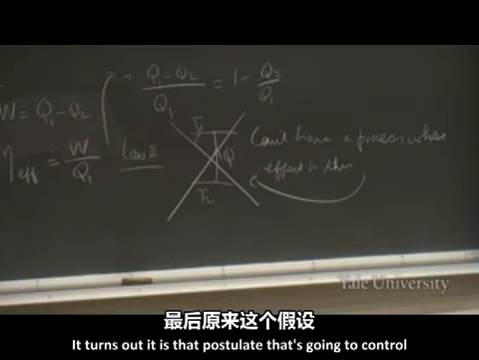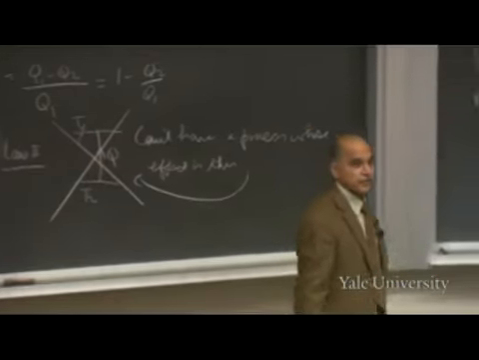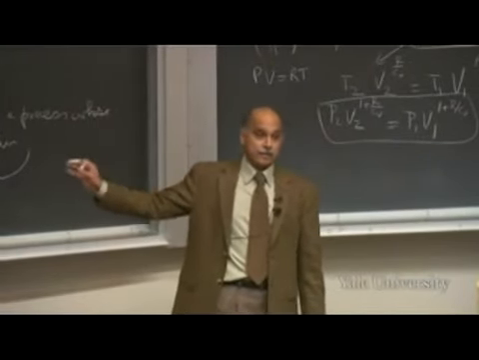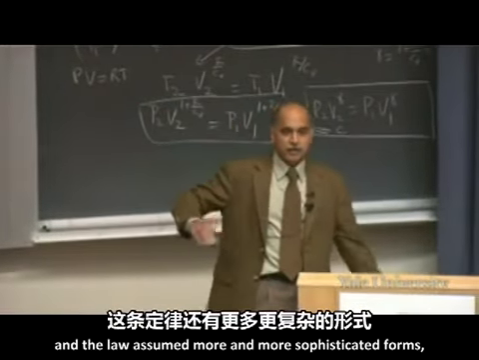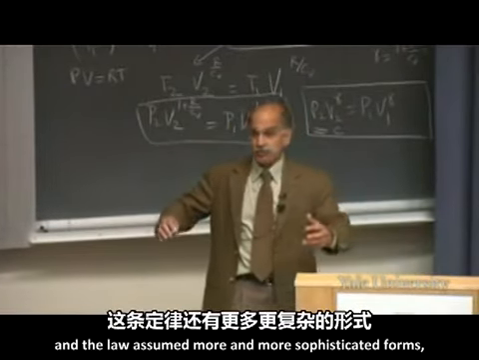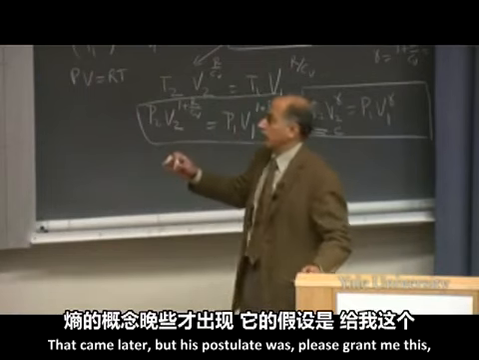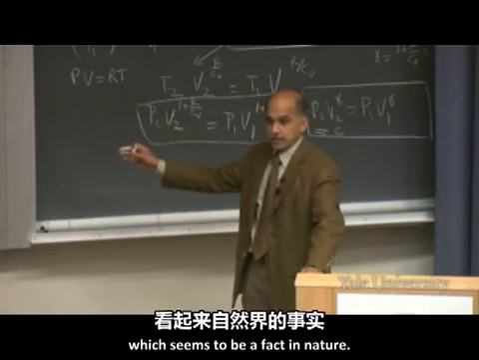It turns out it is that postulate that's going to control the efficiency of heat engines, put a bound on the efficiency of heat engines. So don't deduce this. This is a law. Now you might say, well, this is how the law began, and the law assumed more and more sophisticated forms. So Carnot was not thinking entropy. That came later. But his postulate was, please grant me this, which seems to be a fact in nature.